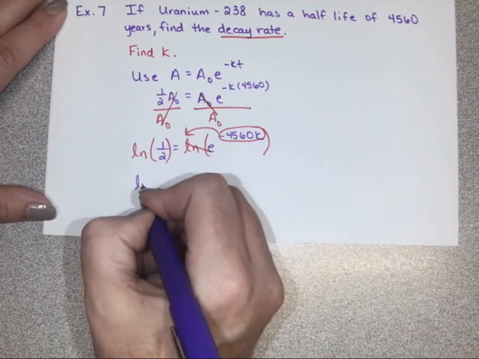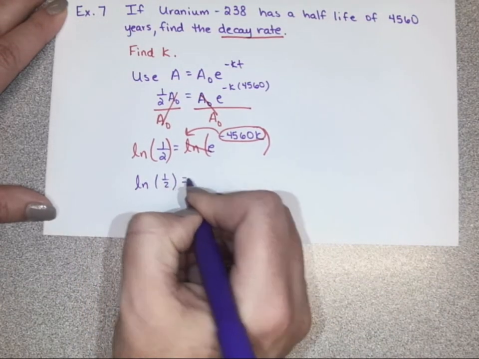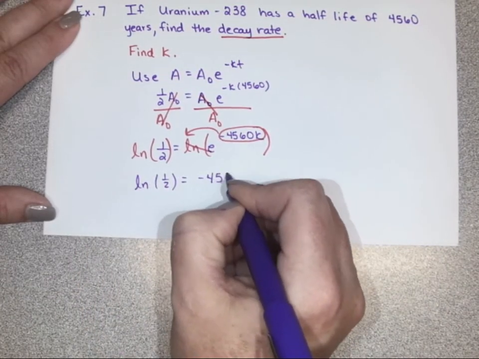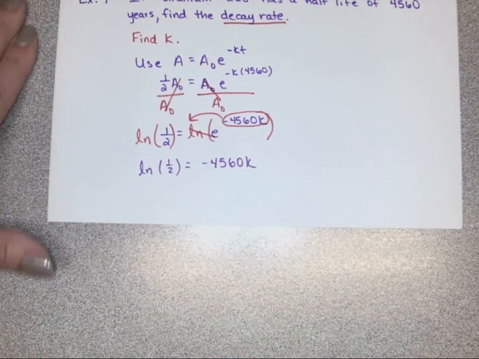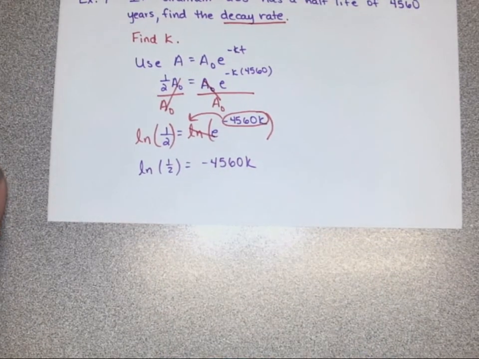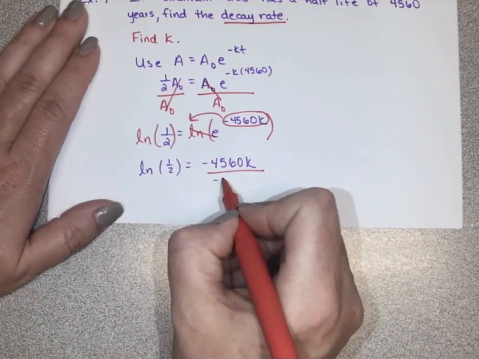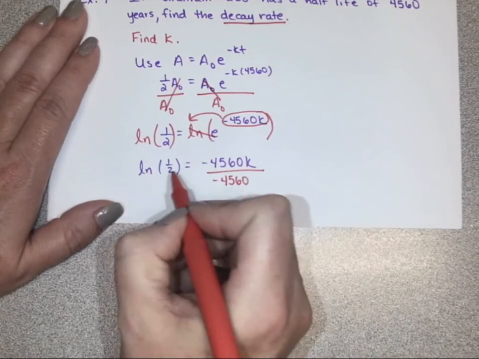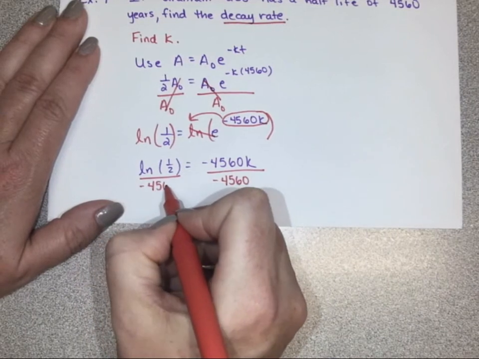So you end up with ln of 1/2 on the left and negative 4,560k on the right. So what would you do to find your answer in the end? Divide by what? By the negative 4,560?